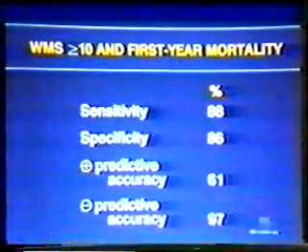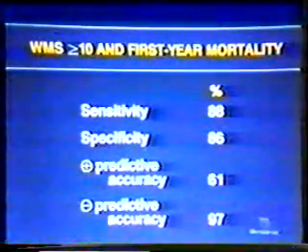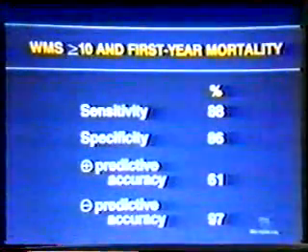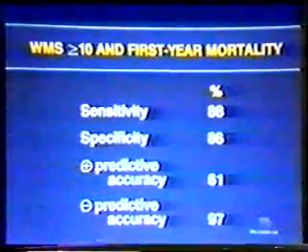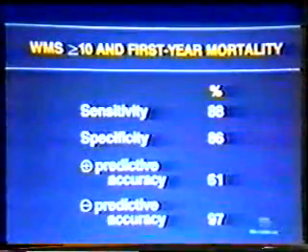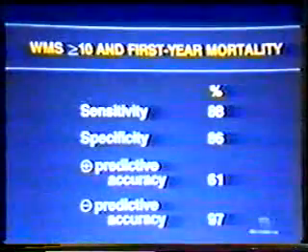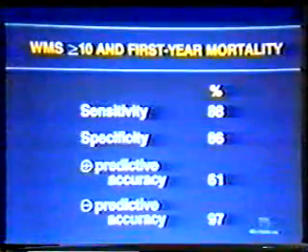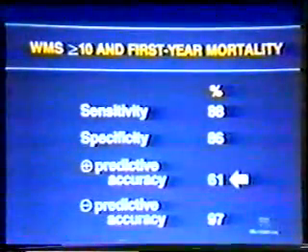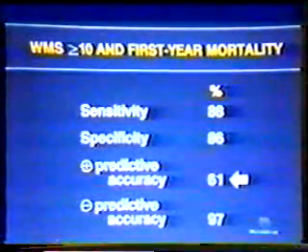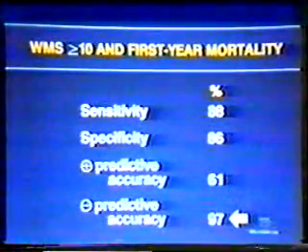These authors selected a cutoff value of 10 for wall motion score and analyzed the accuracy of a score greater than 10 for predicting death during the first year following infarction. The predictive accuracy of a positive result, that is, of a score greater than 10, was 61%. The predictive accuracy of a negative result was 97%.